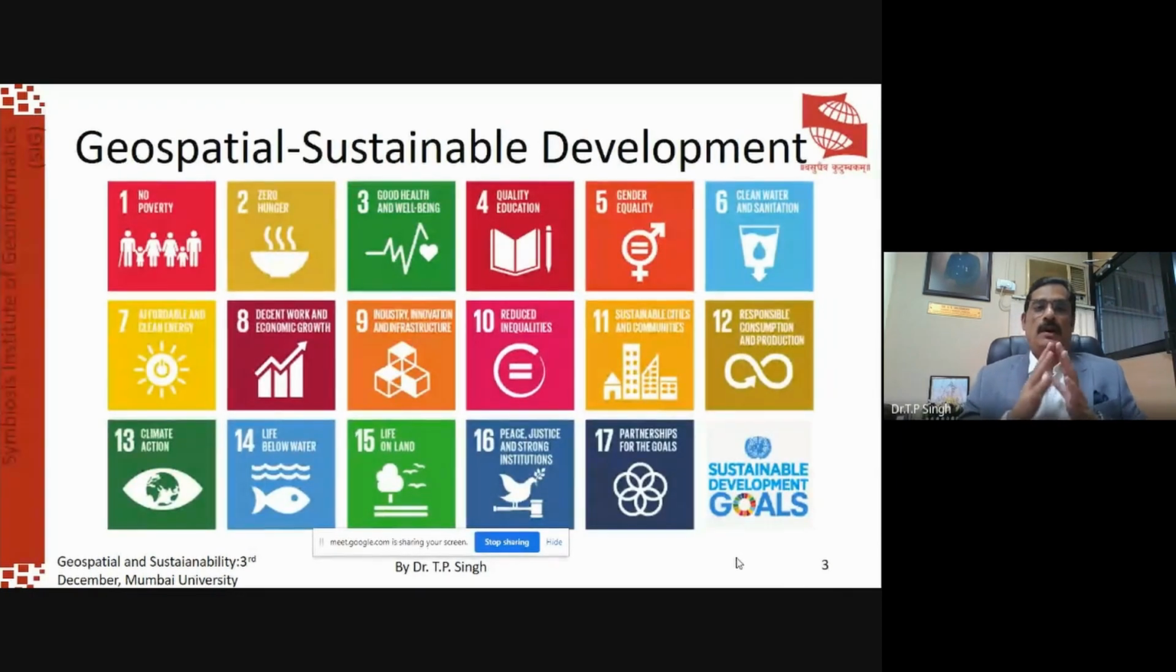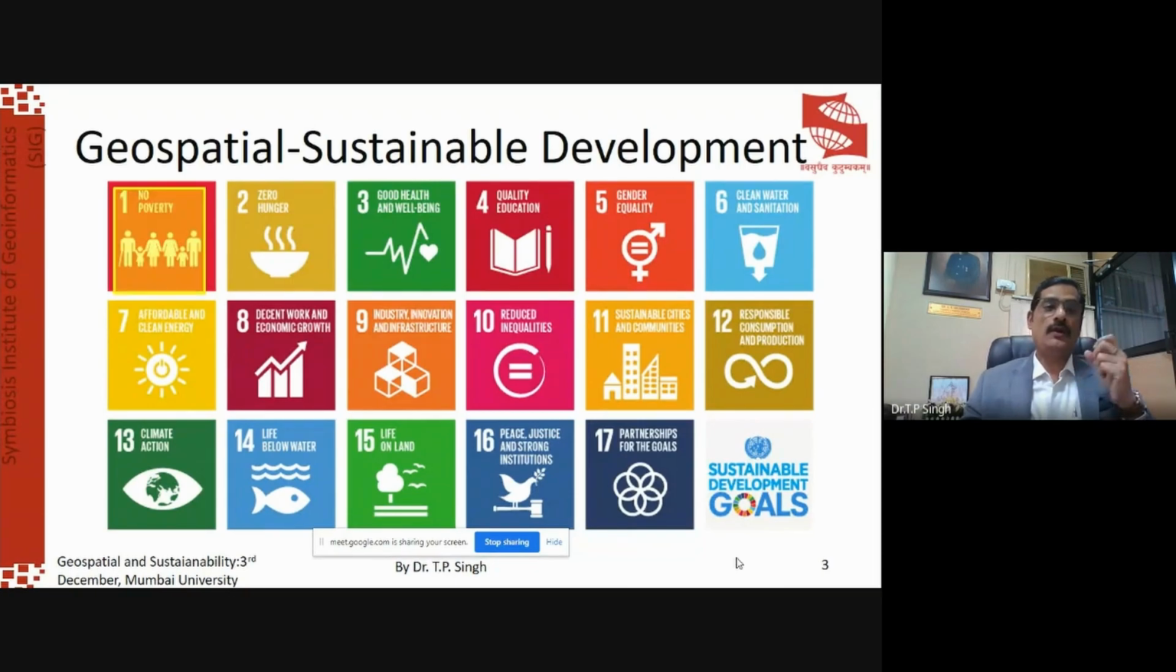Coming to sustainable development, we have 17 sustainable development goals. Out of these 17 goals, almost 11 can be directly achieved through geospatial technology or geointelligence technology. So the question comes: what are those goals where geospatial technology has an intervention, and where we can achieve certain goals by utilizing geospatial technology?